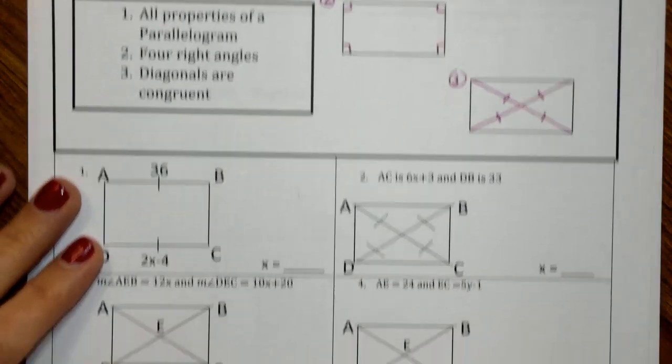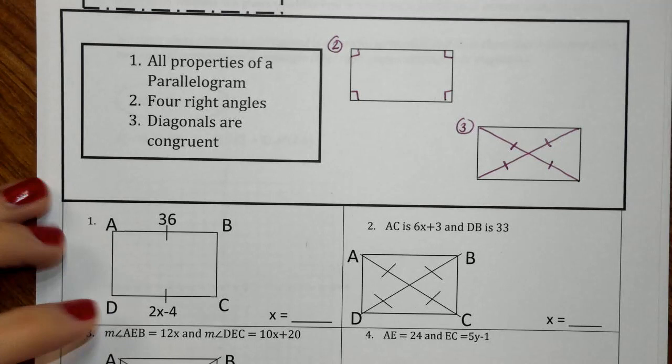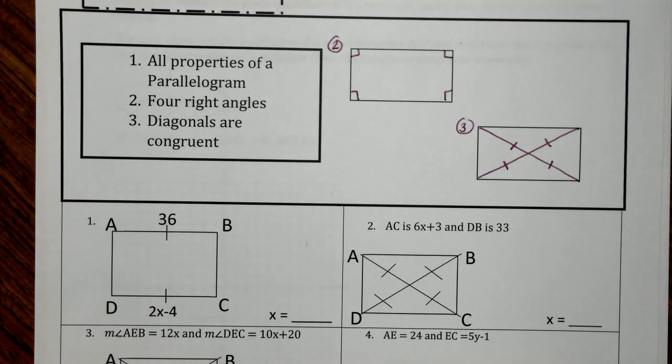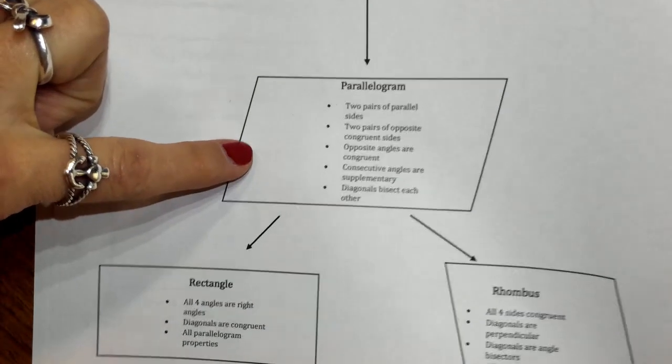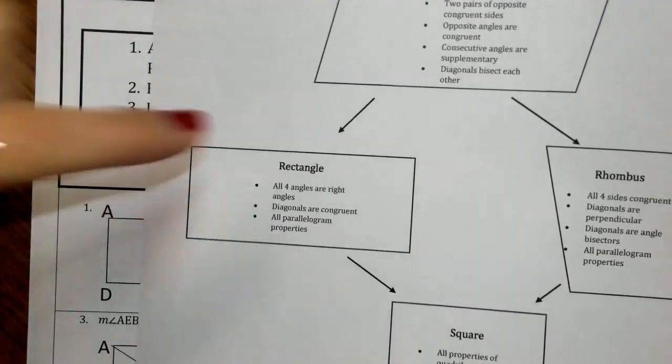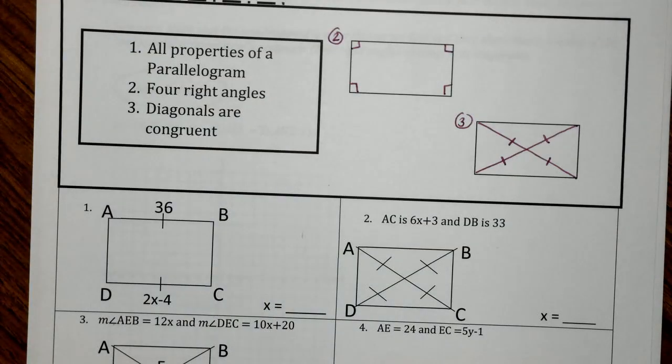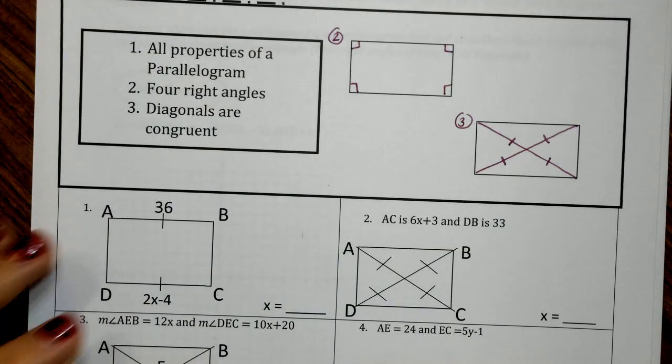So with these properties in mind, bring my flow chart back up: 2 properties of quadrilaterals plus the 5 of parallelograms plus the 2 additional ones, we now have 9 properties. We're going to go ahead and solve.